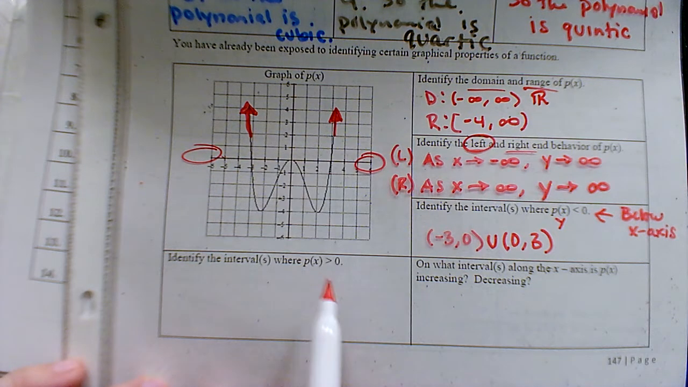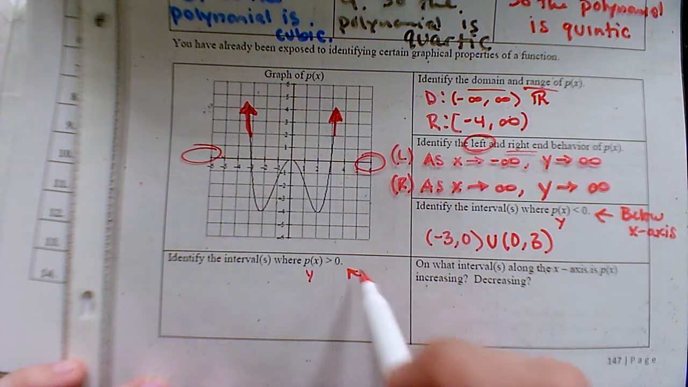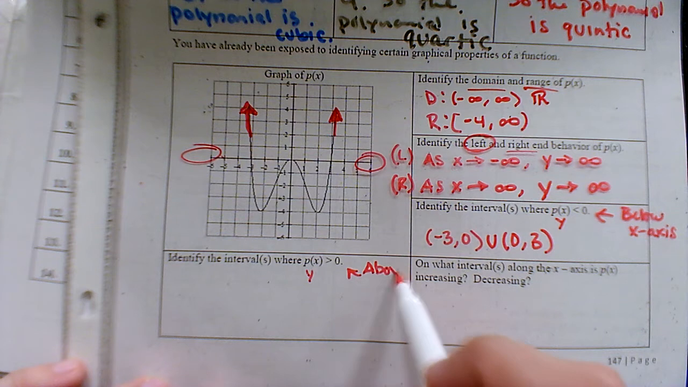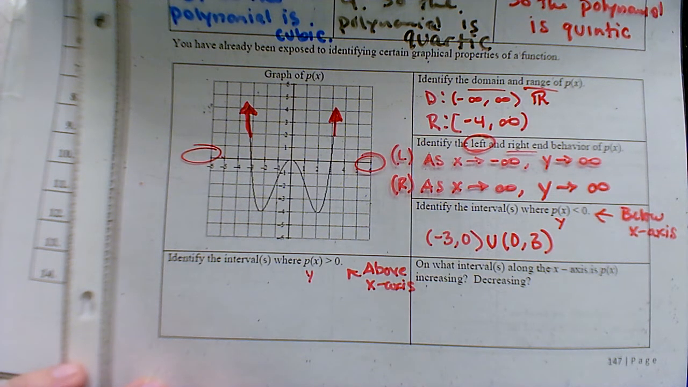Good. What about the flip side? Okay, p of x or the y values are greater than 0. Hopefully we can reason through that means above the x-axis, kind of the opposite of the one we just did. Any takers on those intervals?